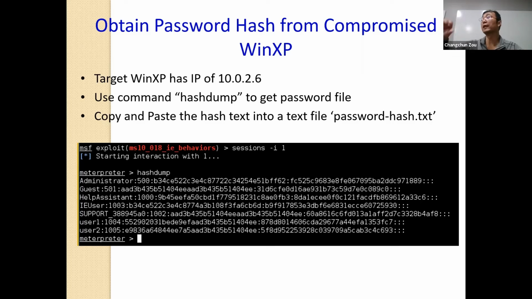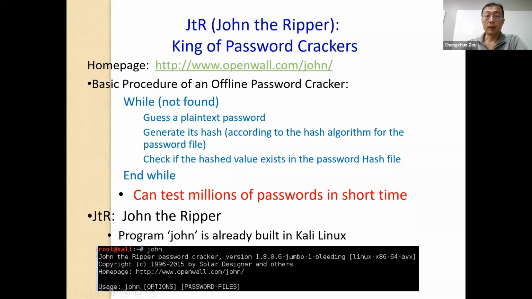Otherwise, those unrelated accounts will slow down your password guessing speed, because in offline password cracking, it will try every user account to see whether the hash value matches the guessed password. So you should remove unrelated ones to speed up your password guessing. The program we will use is called John the Ripper. It's a very popular offline password cracking software. It has the nickname King of Password Crackers.